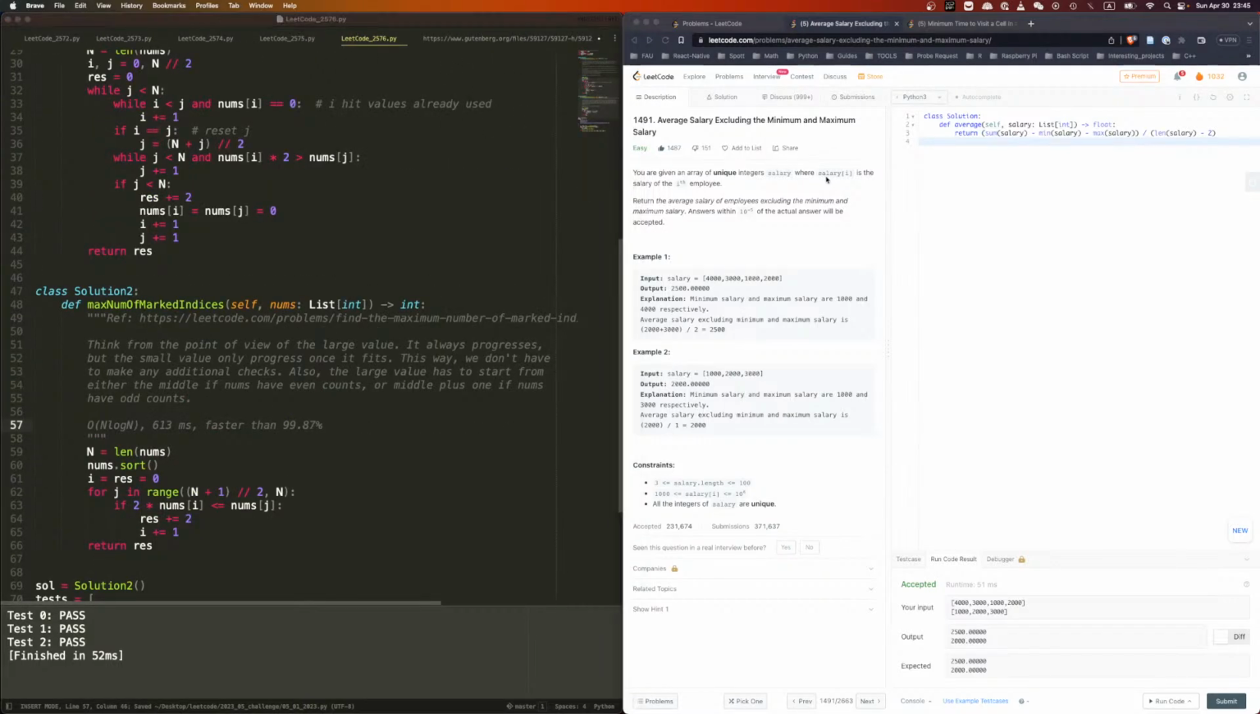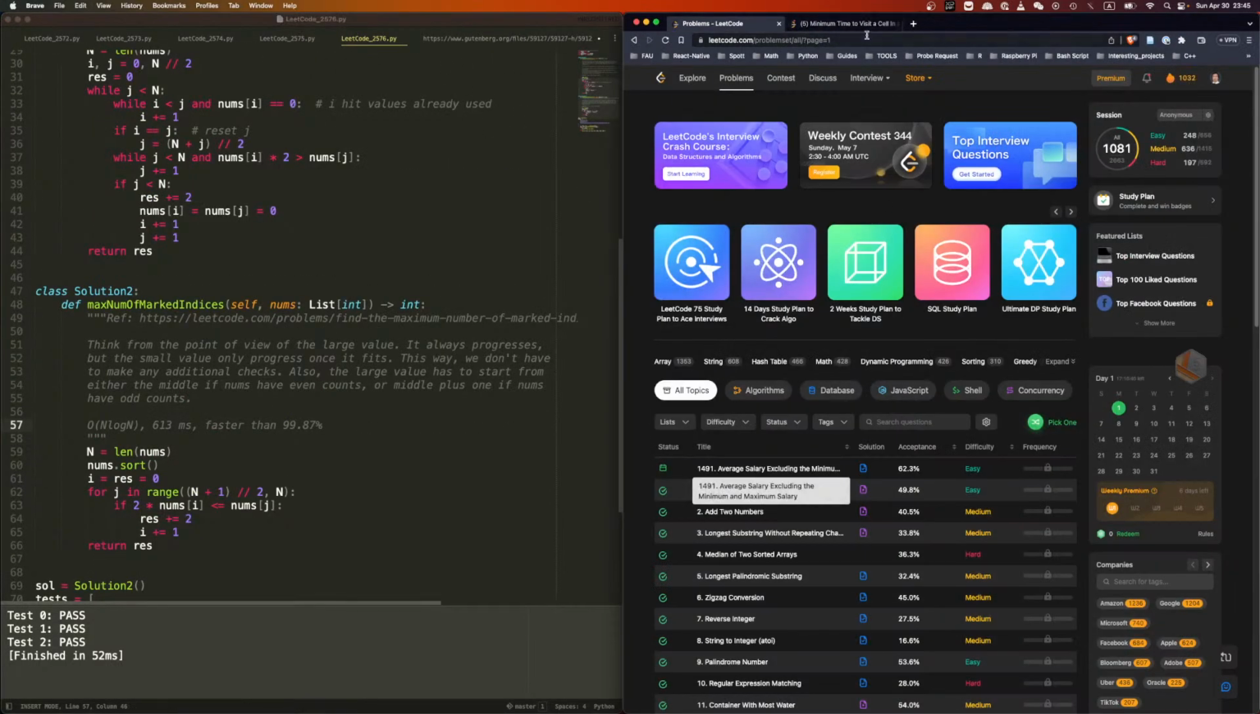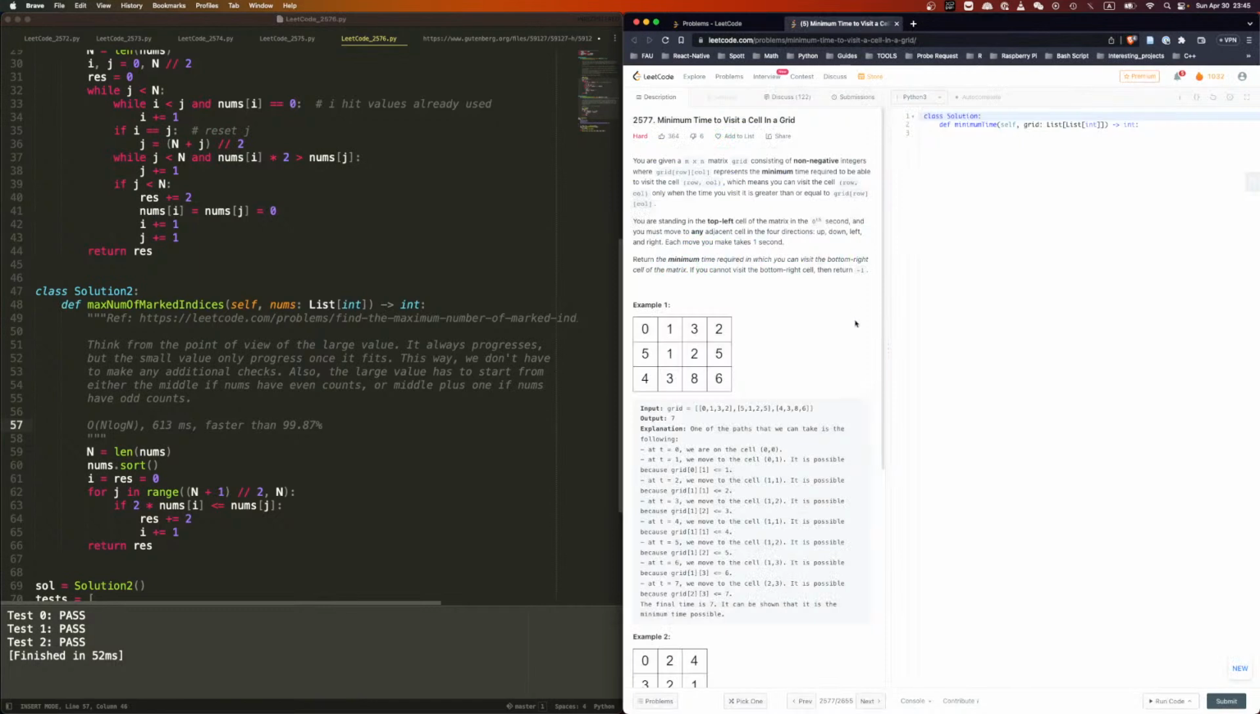All right, we have to take a look at this one. Minimum time to visit a cell in a grid. You're given an n by n matrix consisting of non-negative integers, where grid[row][col] represents the minimum time required to be able to visit the cell, which means you can visit the cell only when the time you visit is greater than or equal to this value.